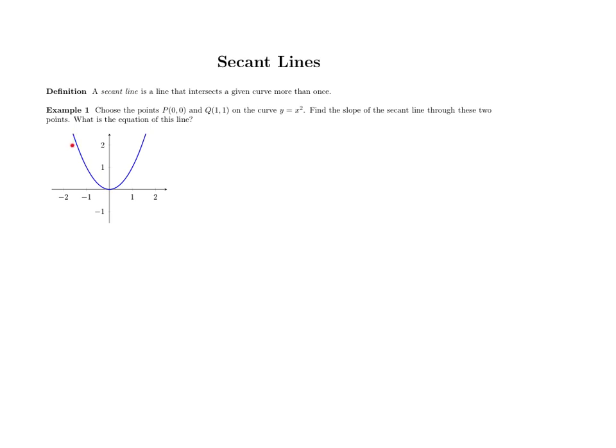Here I have the curve y is equal to x squared, this parabola, and I'm going to choose 2 points on it, P and Q, the point 0, 0 and the point 1, 1. I'm going to label them. So here's the point P, and here's the point Q. If I draw a line through these 2 points, I get this thing here, this is a secant line because it intersects the equation twice, which is more than once.